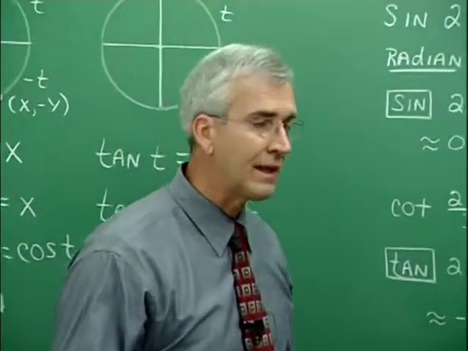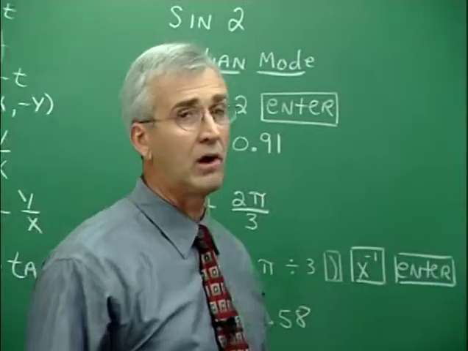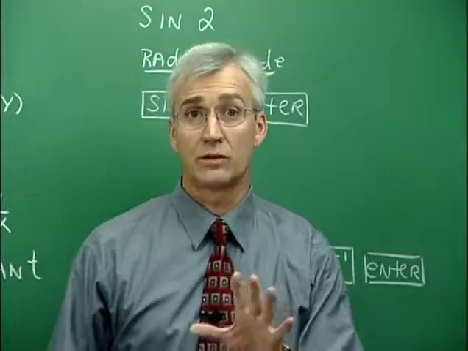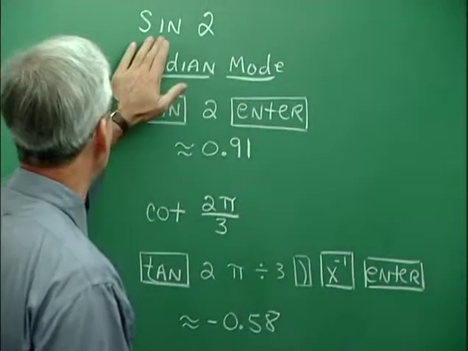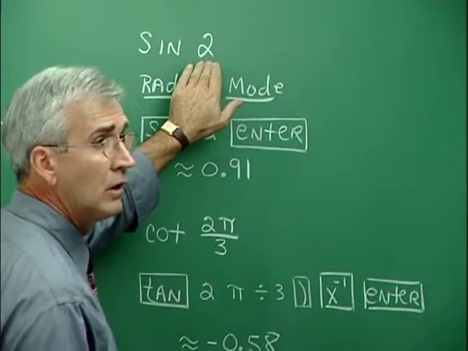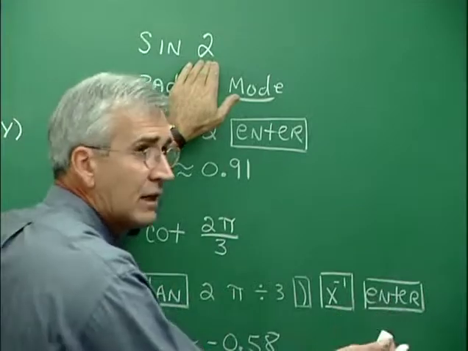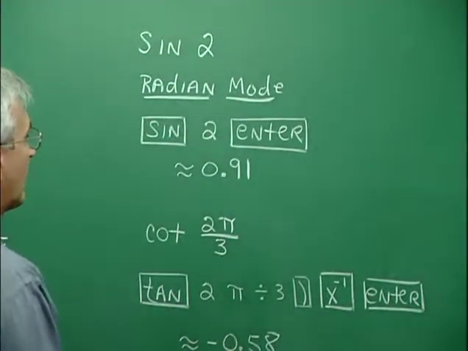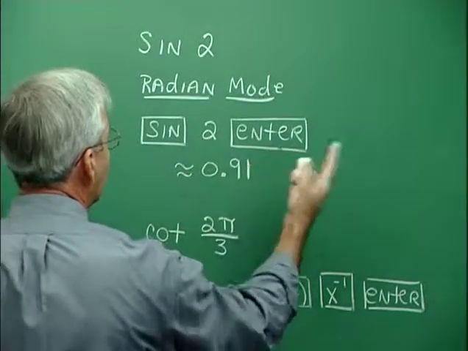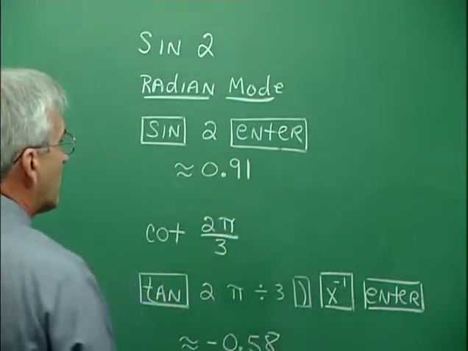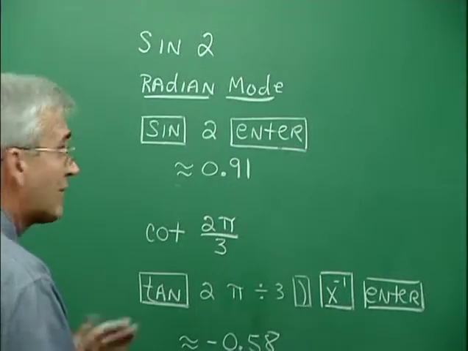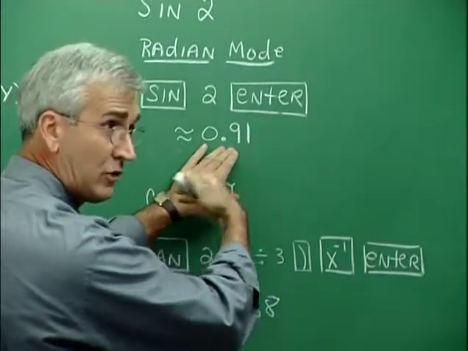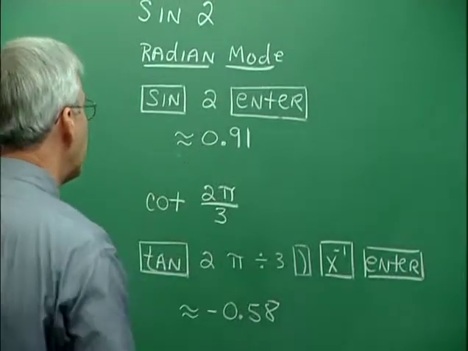Well, let's talk about using the calculator, and this will be no surprise to you. We just have to make sure that the calculator is in radian mode. That's the most important thing. So if we're finding the sine of the real number 2, it corresponds to 2 radians, and all we have to do is select radian mode and enter it as we would expect. Sine 2, enter, and the value is approximately 0.91. Notice it's a value between -1 and 1, within the range of values for the sine function.